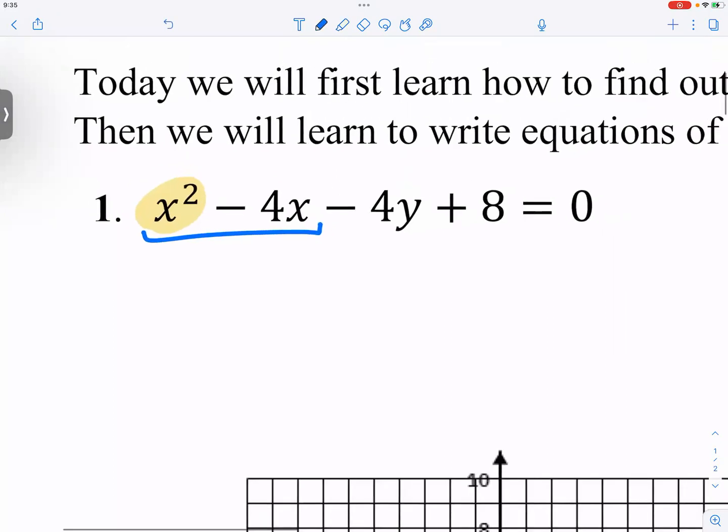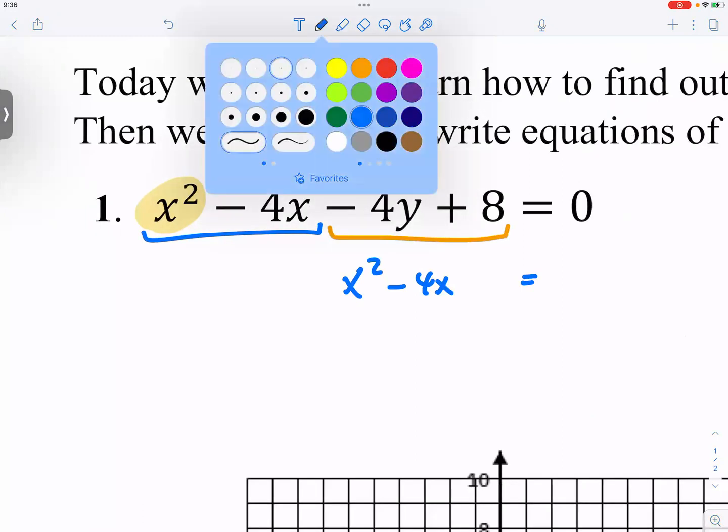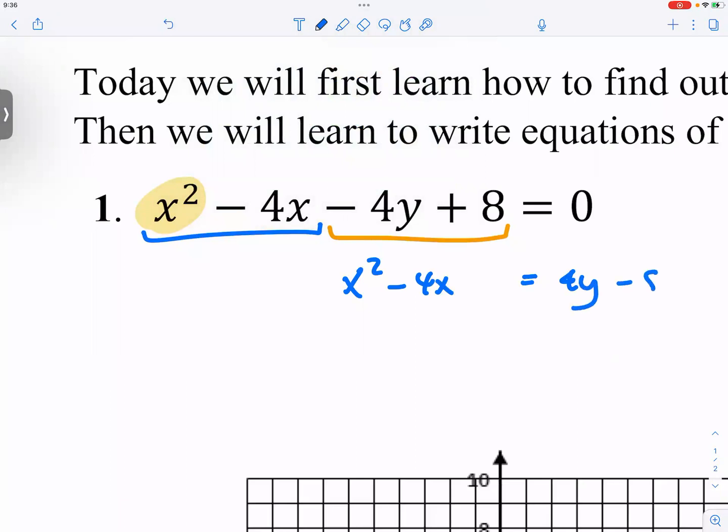So we're like, yeah, it's going to be a vertical parabola. So we're going to keep x squared minus 4x on the left, because we are going to create a perfect square since x is squared. And everything else, we will send to the right-hand side by adding 4y and subtracting 8 on both sides. Okay, now, again, make sure that you are asking yourself, why? Why are you doing this? What's the benefit of doing such a move?